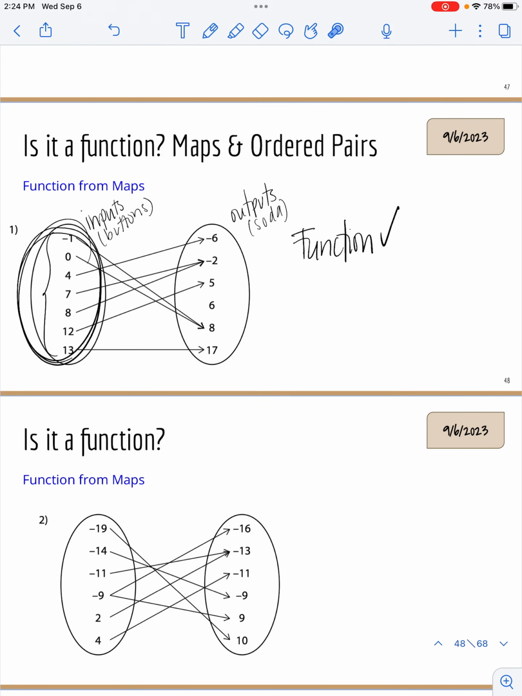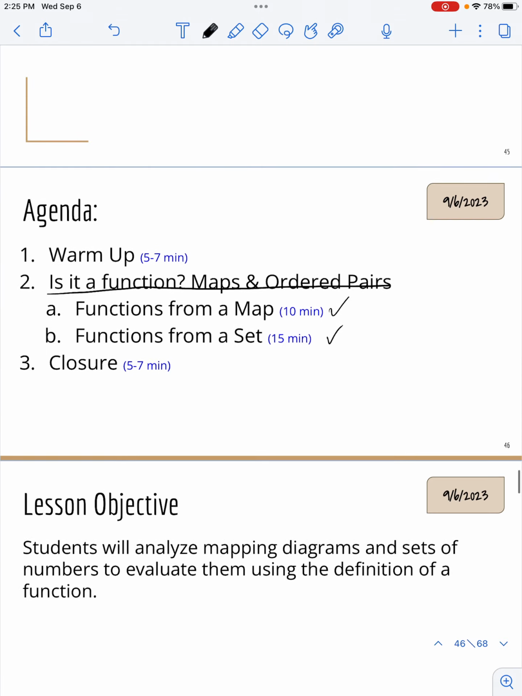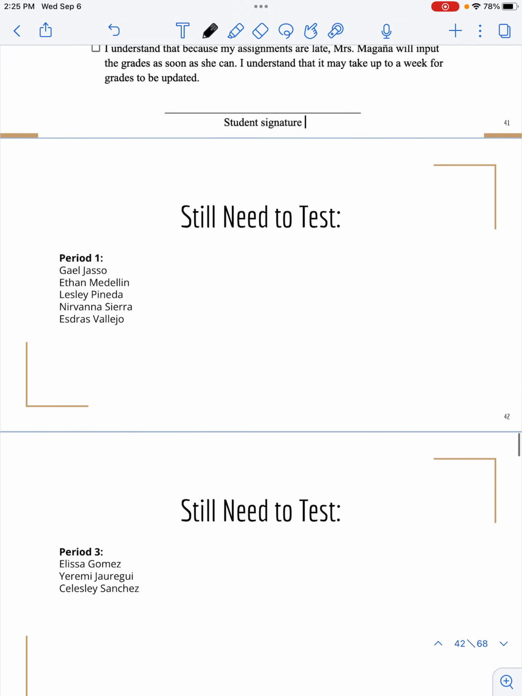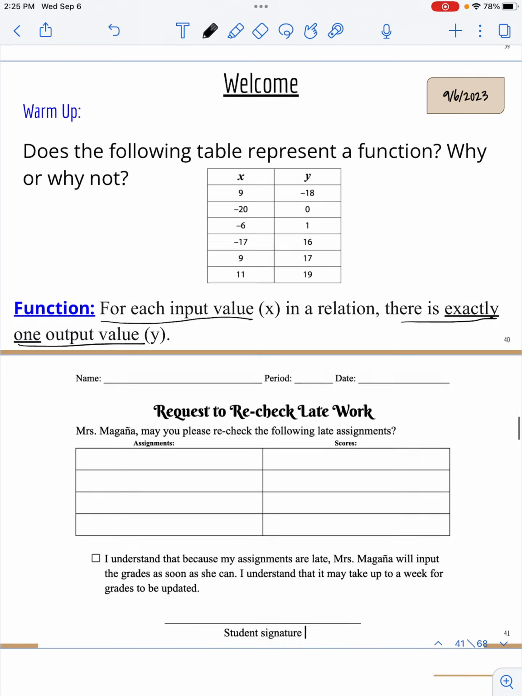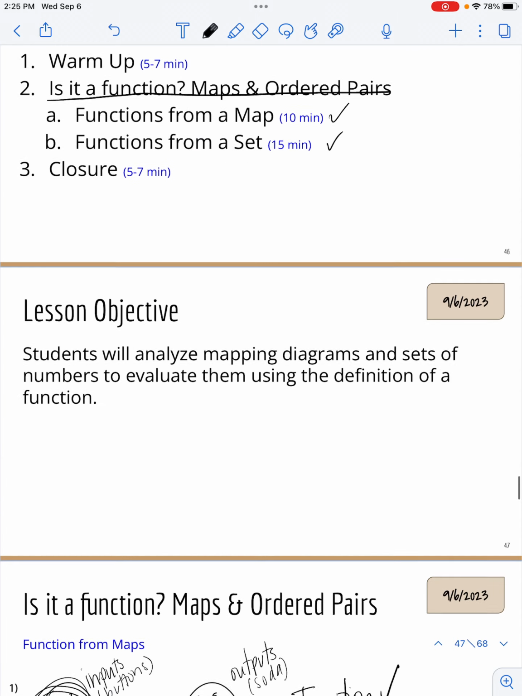So this is a different map. Go ahead and copy it down. And if you need to pause, please pause. Again, these are gonna be our inputs and our outputs. And again, we use the definition that we did in the warm-up, where it says, for each input value, there is exactly one output. So let's use that again over here.